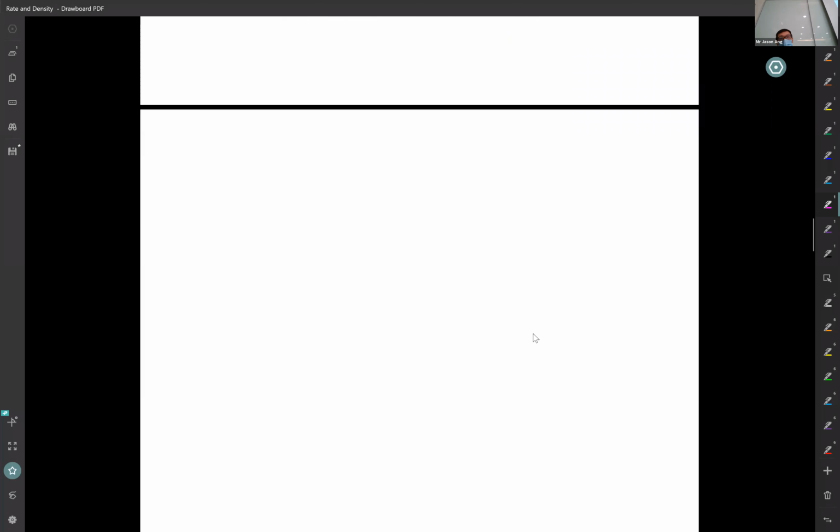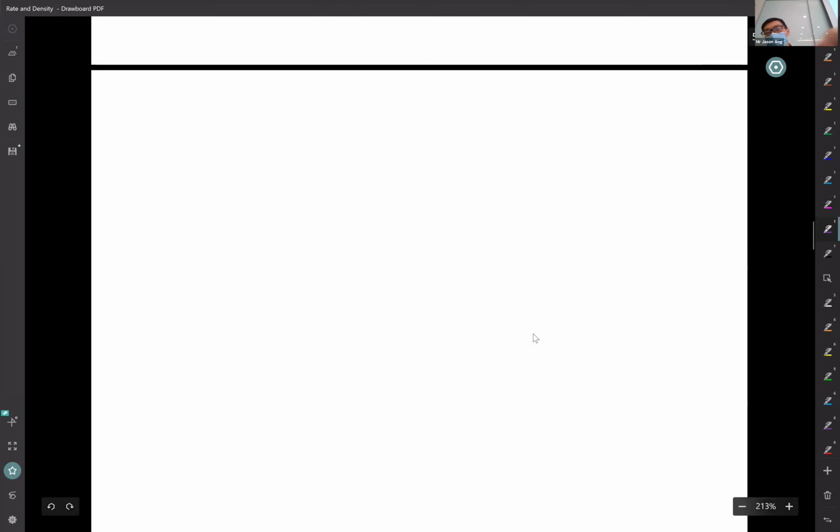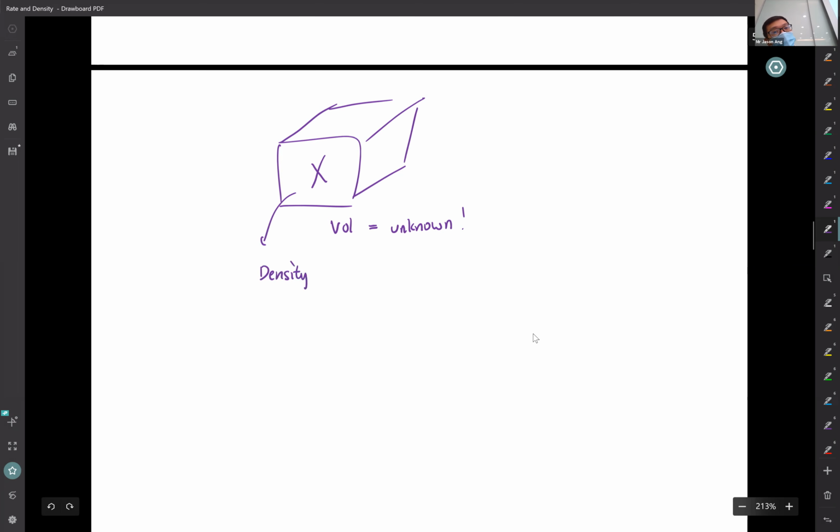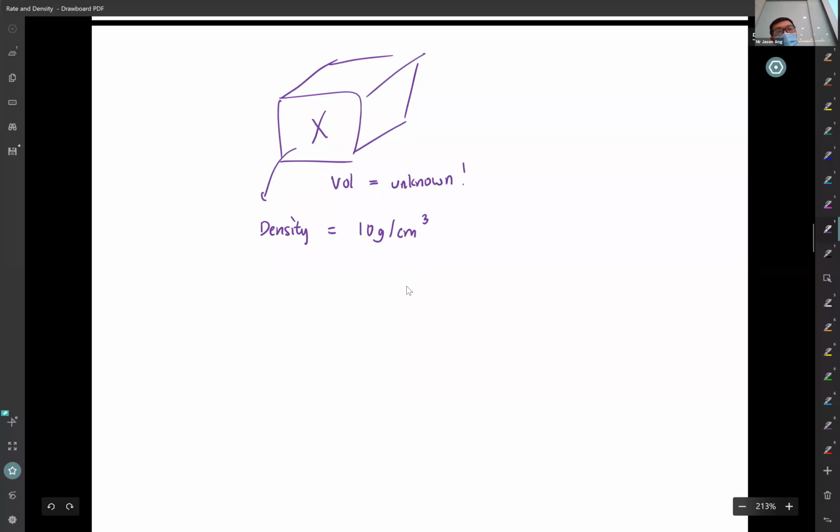I'm very certain you can solve this because you no longer need the formula. Now, let's imagine I've got an unknown substance. The volume is actually unknown. That means you do not know the volume. But I'm telling you that I know the density is actually 10 gram per cm cube. Now look carefully. Now I start to show you the units. This is 10 gram per cm cube. Are you able to write this in words? What it means? 1 cm cube contains how many gram?